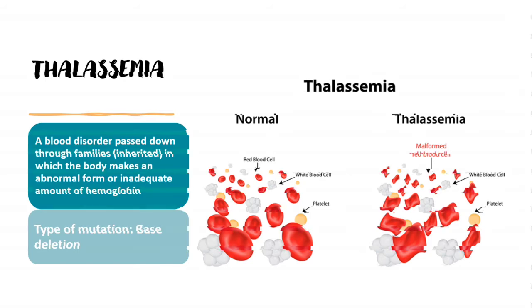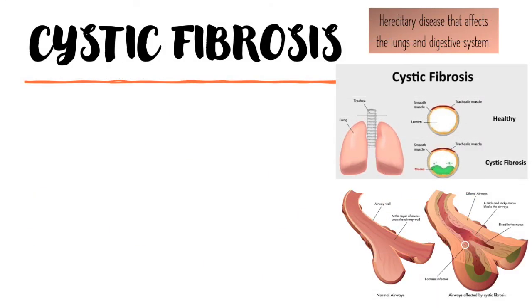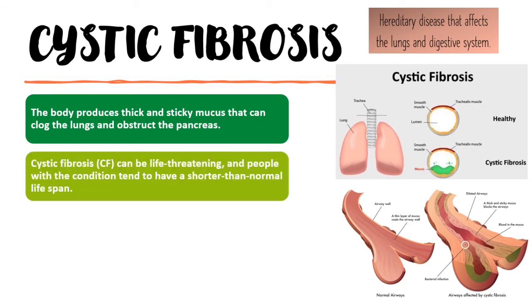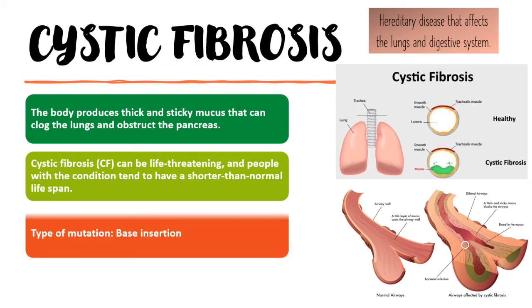Cystic fibrosis is a hereditary disease that affects the lungs and digestive system. This is a healthy person, the cross section of the trachea. This is the cystic fibrosis patient. There's a lot of mucus here. The body produces thick and sticky mucus that can clog the lungs and obstruct the pancreas. Cystic fibrosis can be life-threatening, and people with the condition tend to have a shorter than normal lifespan. The type of mutation that causes cystic fibrosis is base insertion.